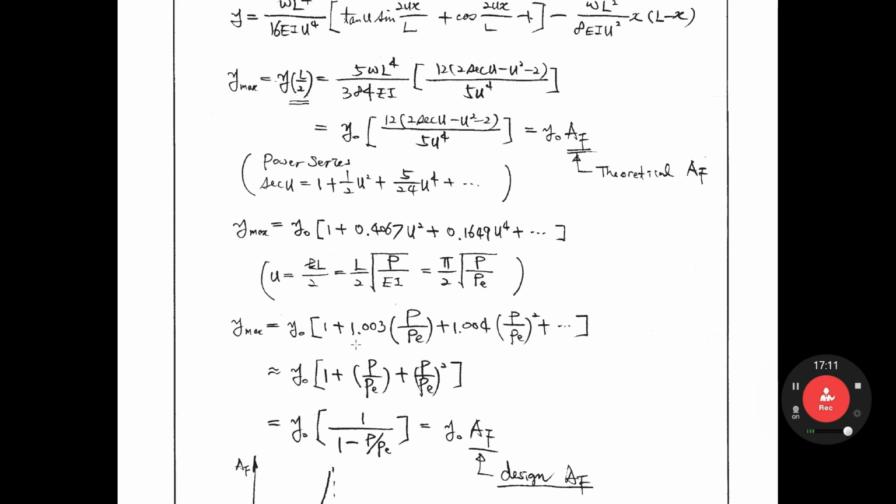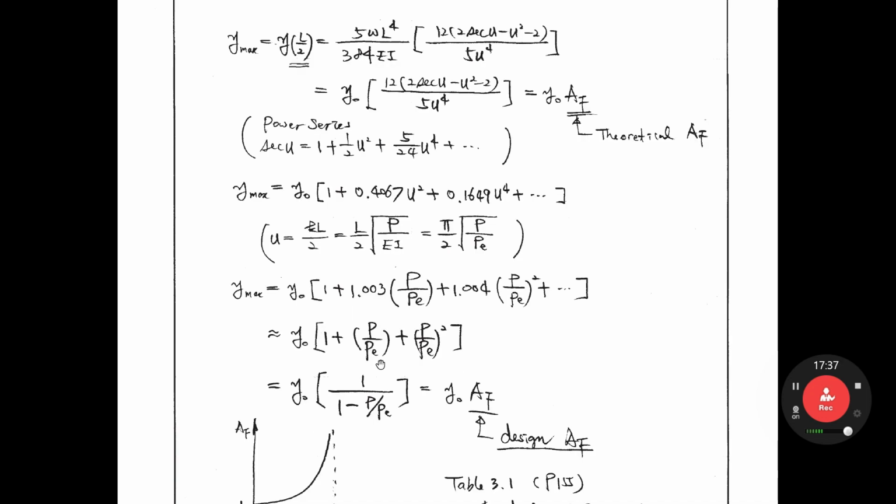So, by investigation, 1.003 is almost 1, right? Yeah, this term is almost 1 again. So this equation can be written y0 times 1 plus P over PE plus P over PE squared, and so on, right? Do you know what is the summation of this one? You learned this one in your high school, right? So this summation is 1 over 1 minus P over PE, right?